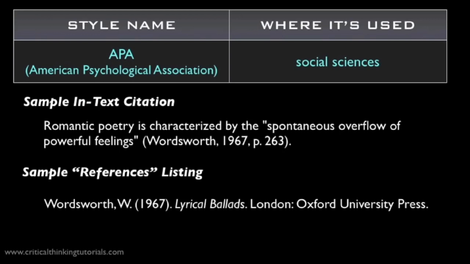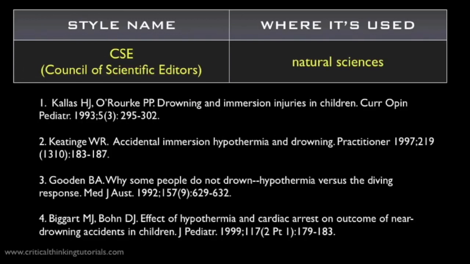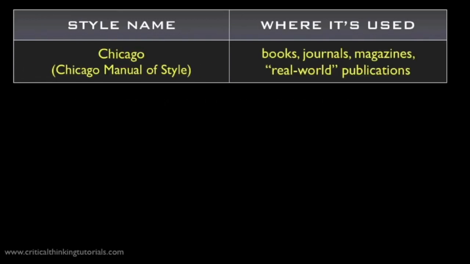Here's what the bibliography entry would look like in an APA formatted paper. Here you would title the bibliography References rather than Works Cited. And notice that you only give the initial for the first name of the author, and the date follows in brackets. Okay, our last citation style we'll look at is the Chicago style, sometimes called CMS or CMOS, after the initials of the Chicago Manual of Style.